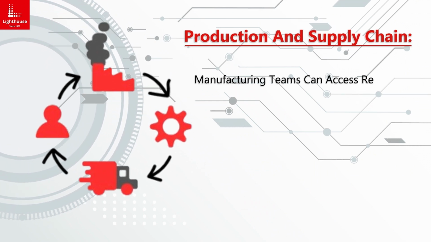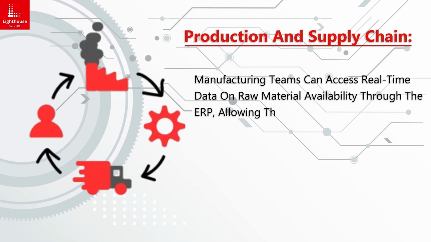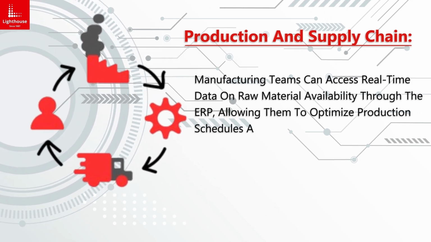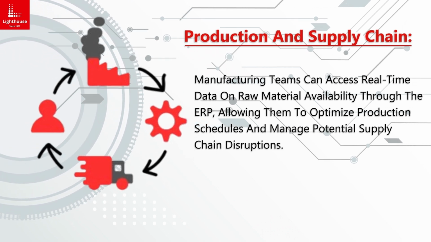Production and supply chain. Manufacturing teams can access real-time data on raw material availability through the ERP, allowing them to optimize production schedules and manage potential supply chain disruptions.